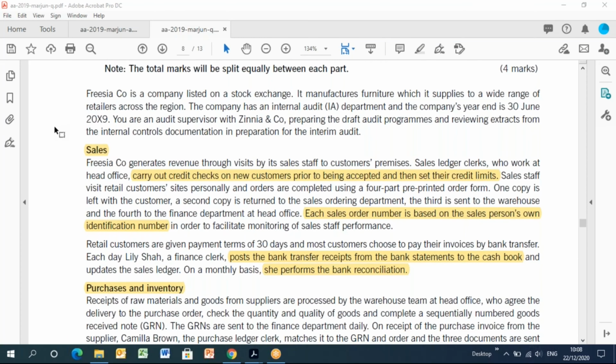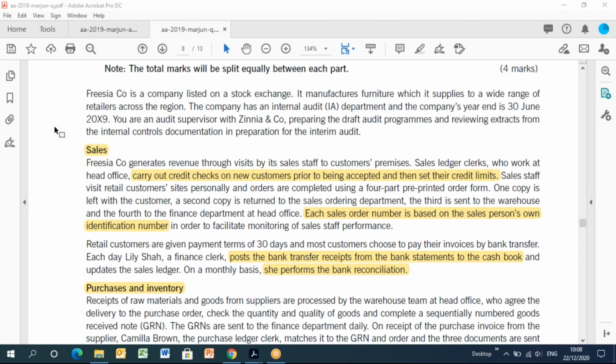The company is a listed company, and it has an internal audit department, which is a good thing. And you are audit supervisor, and you've met the finance director of the audit client to plan the audit. So you need to identify 6 deficiencies in internal control, and the first one is relating to sales.